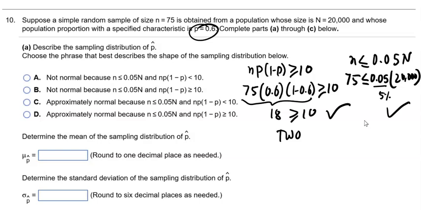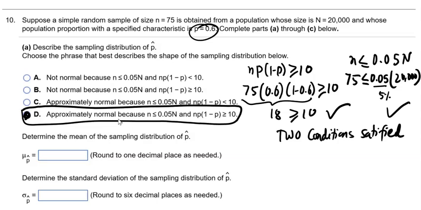So two conditions satisfied, I can say that. So we can say that it's normal. I can choose approximately normal because these two criteria are satisfied, which is D here. You've got to see the option, the correct option. We don't say normal, we say approximately normal because two criteria are satisfied.